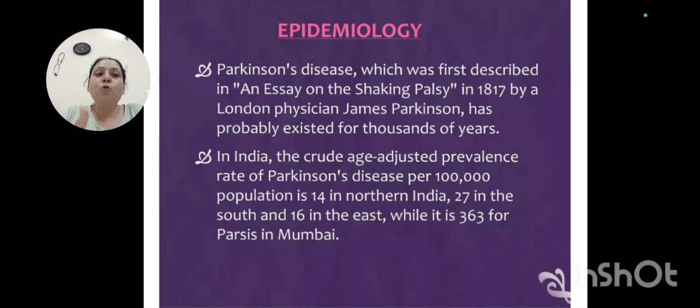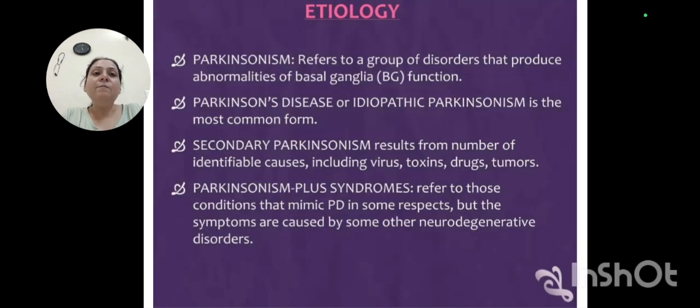In India, the crude age adjusted prevalence rate of Parkinson's disease per lakh population is 14 in North India, 27 in South India, 16 in East India, and it is found that in the Parsi community the incidence is more, where we can see there are 363 people per lakh population in Mumbai. Fine. So this is how the epidemiology can be written.